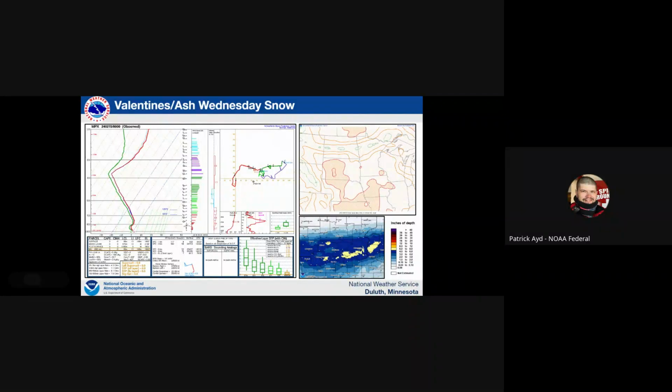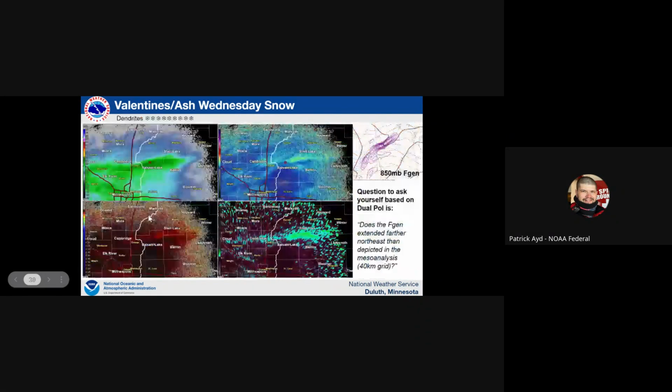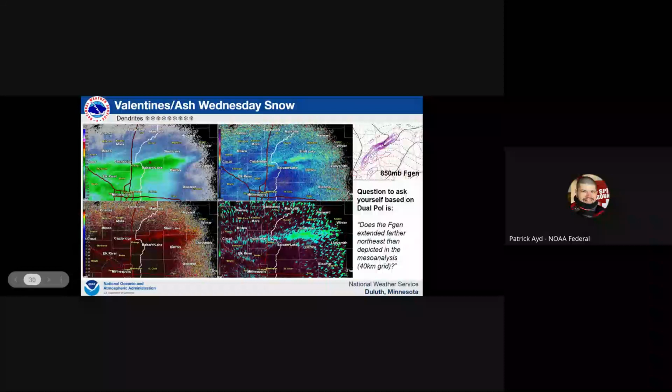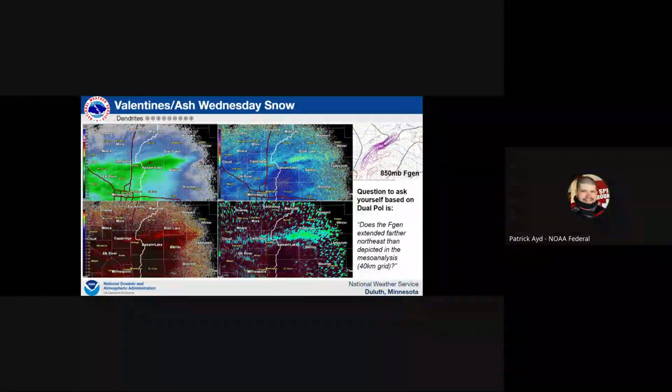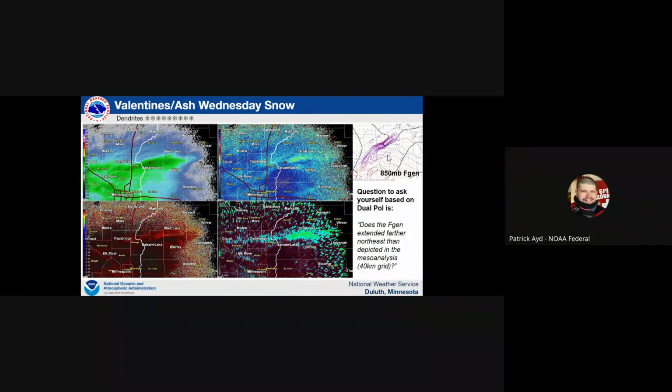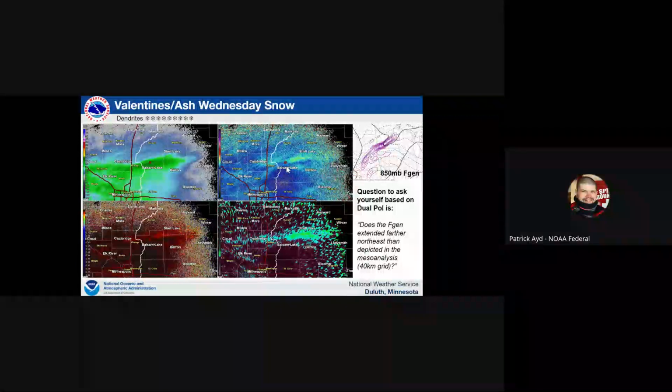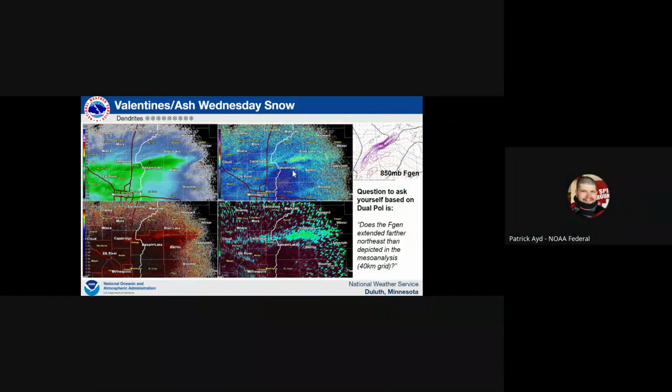So we're set up to dump some snow on Ash Wednesday and Valentine's Day. So here's one example, and I'll show an even better one. In the upper right is the FGen at 850 millibars. Again, that's a 40-kilometer grid. So we're looking off to the northeast of the Twin Cities, to my childhood grandma's cabin stomping grounds north of Balsam Lake on Bone Lake.